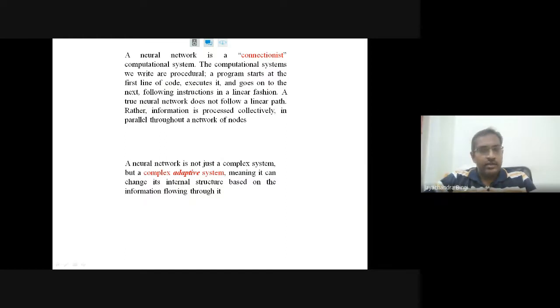So this is all something we already explained. The data processing takes place simultaneously, not in a sequential manner, not one layer to another layer. All the data processing takes place together, but there is a connection from one layer to another layer.